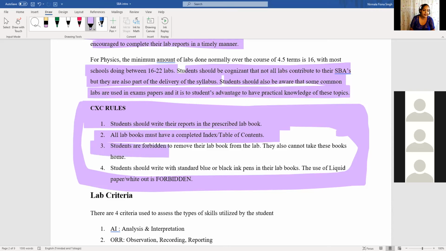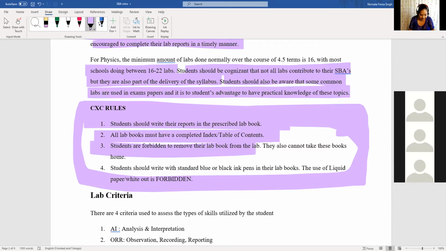Students are forbidden to remove their books from the lab. They also cannot take their books home. I do not care what other teachers do or what other students say. The syllabus says that you are not to take those lab books home. They are to remain in school, and I enforce this rule 100%.